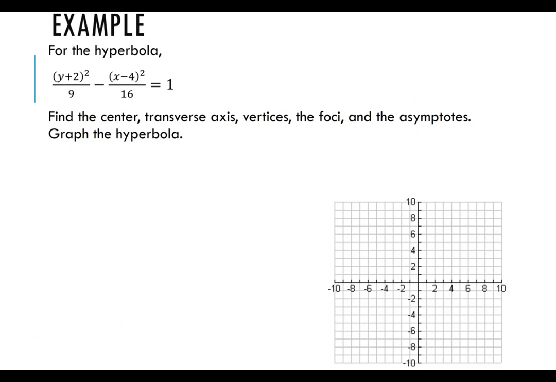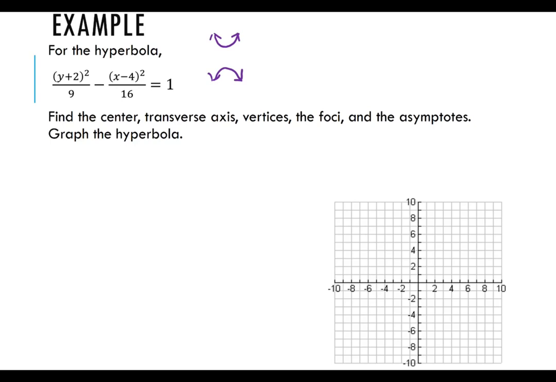Let's try it again. Here, we're already in the nice format. So we want to find the center, the transverse axis, the vertices, the foci, and the asymptotes, and then we want to graph the hyperbola. First off, recognize that I have y stuff minus the x stuff. Y stuff minus the x stuff means that we have a vertically opening hyperbola. I'm going to go ahead and sketch it to keep myself on track.